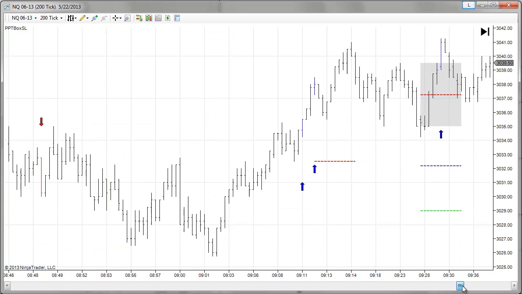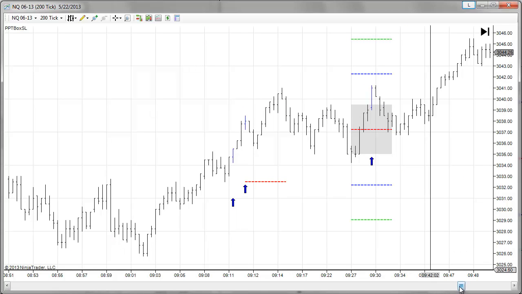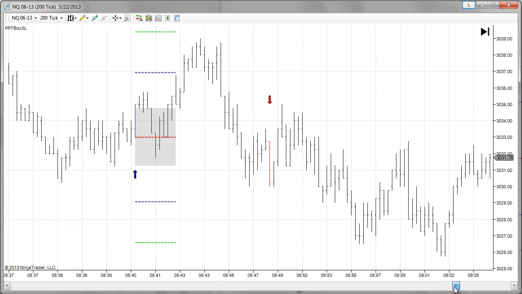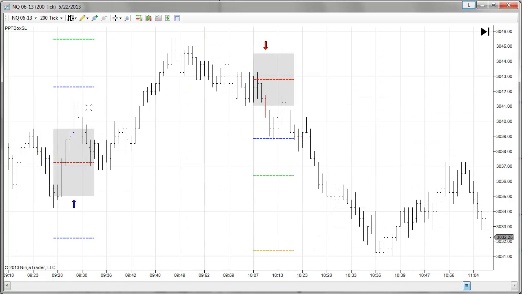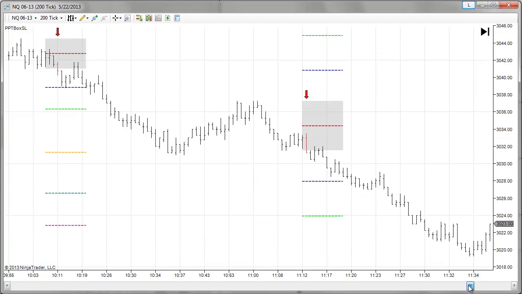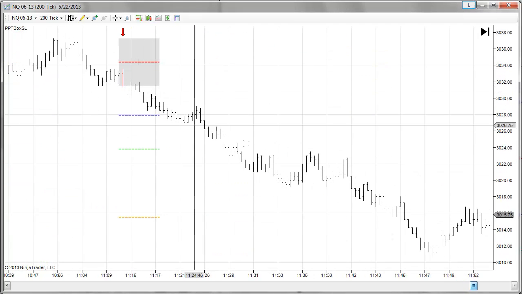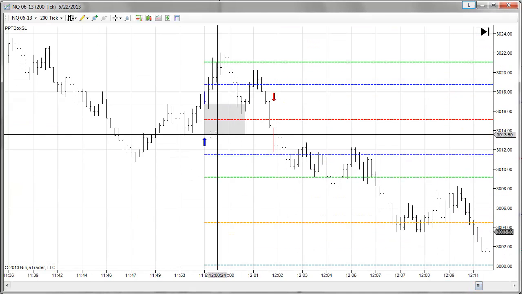And then we get two long signals. Let me see here. Oh, I have two arrows. And then we get another one, and this one runs long, and that's a winner. And then we get another one here, and this one runs down, and then we run down again. And I think that may have been, nope, we have a couple more.